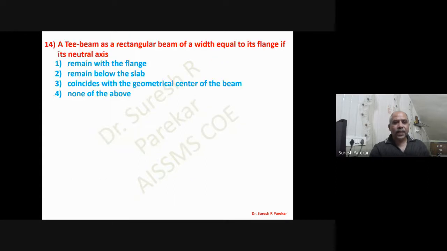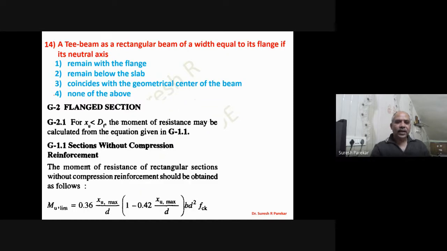Option is 4. A T beam behaves as a rectangular beam of width equal to its flange if its neutral axis. So in this you can see, if XU is less than DF, then we have this formula, in which this B is the width of flange BF. And so when the neutral axis remains in the flange, then it is equal to its flange. So we have option that is 1.